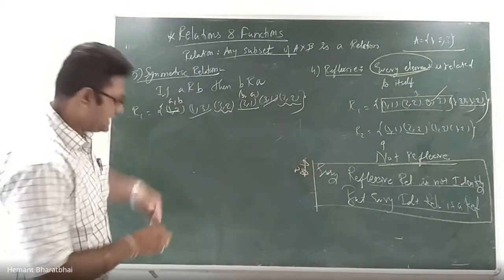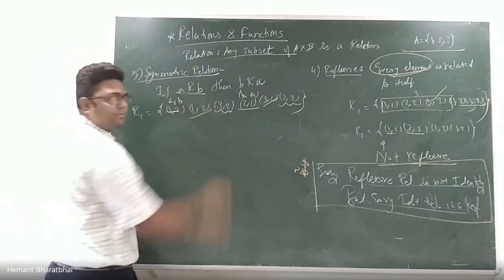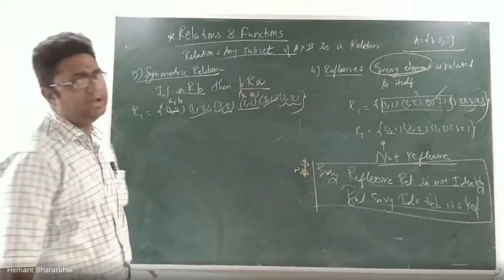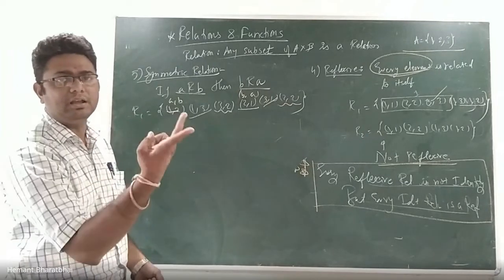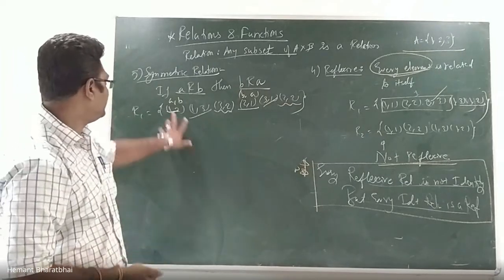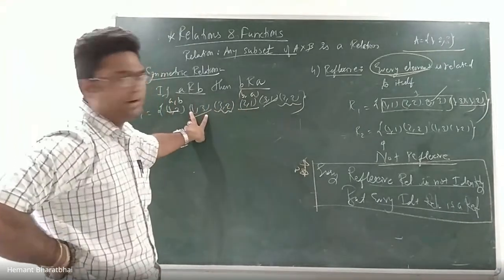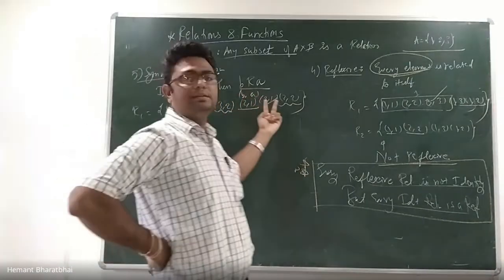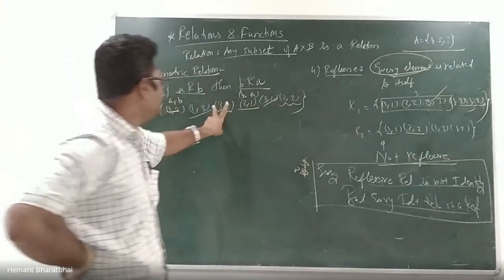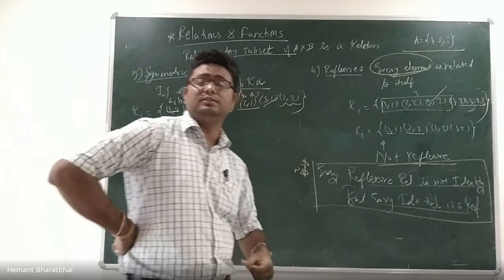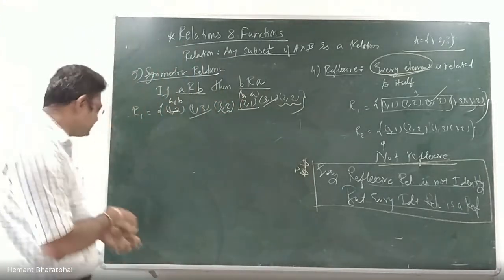So if I have an A to B relation, then I should have a relation from B to A also. Okay, the reverse should be there. If (1, 2) is there, then its reverse (2, 1) should also be there. If (1, 3) is there, then its reverse (3, 1) should also be present. If (3, 2) is there, then its reverse (2, 3) should also be present in the same set.